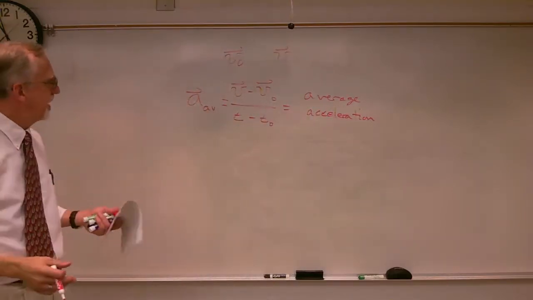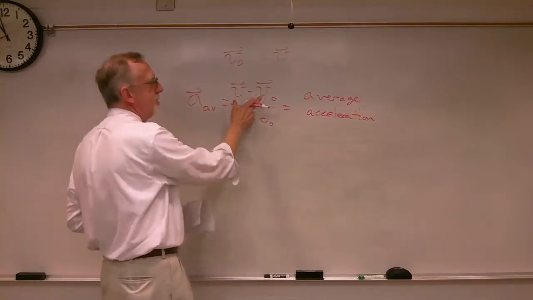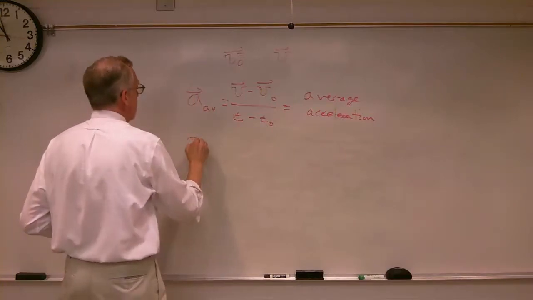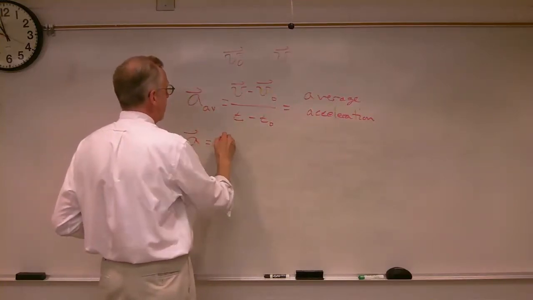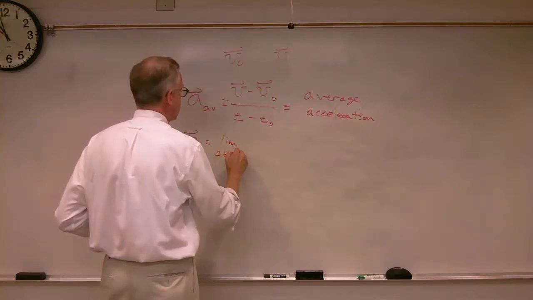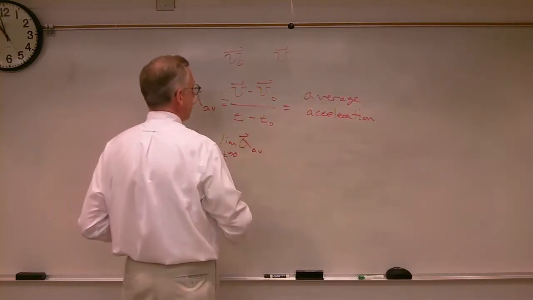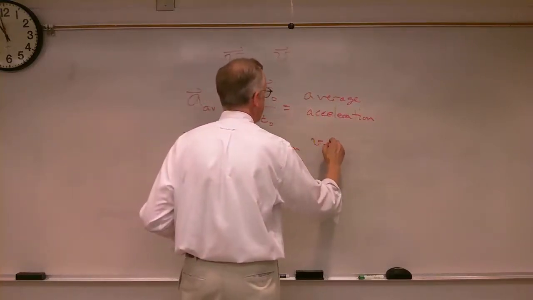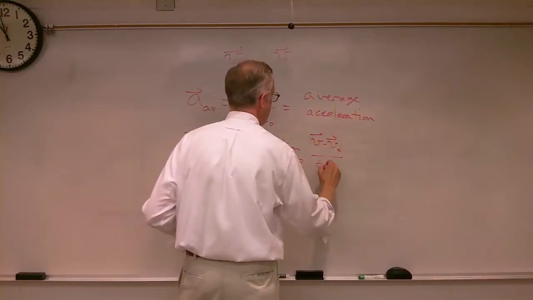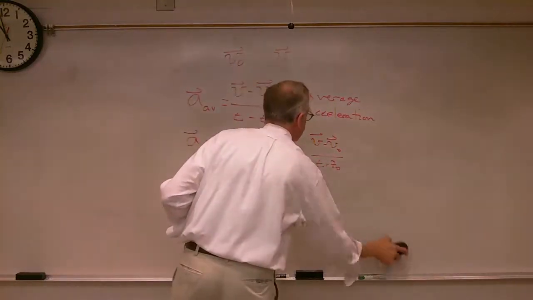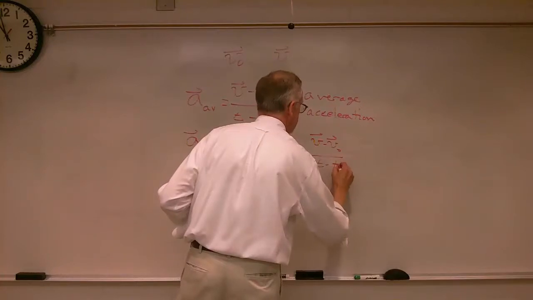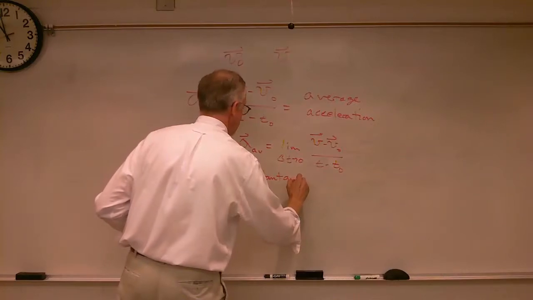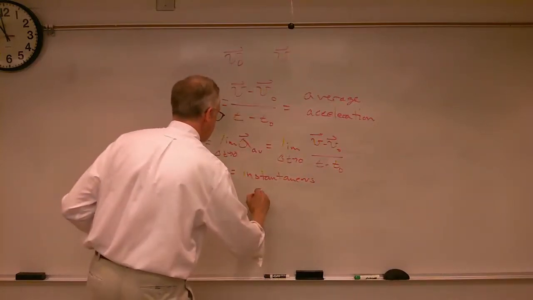Again, we'll just jump right to the end. What if we want the acceleration over a very, very tiny time interval? We want the instantaneous acceleration. Well, A, without the average, we will define as the limit as delta t goes to 0 of the average acceleration. That will be the limit as delta t goes to 0 of v minus v naught over t minus t naught. And that's what we will call the instantaneous acceleration.